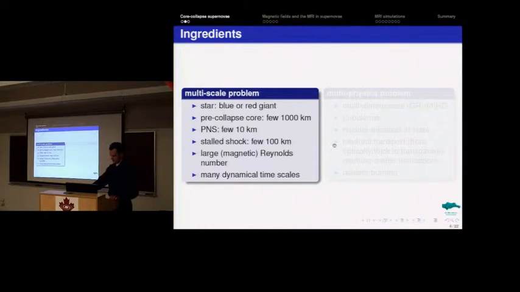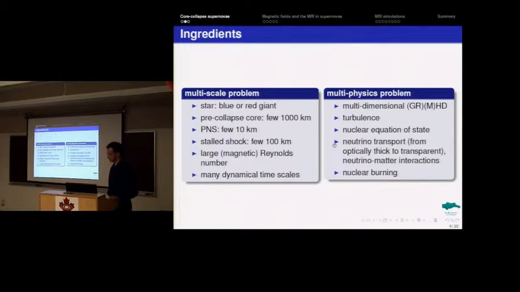In addition to this multi-scale problem, we have to deal with a multi-physics problem, because we have to include all these ingredients into modeling: basically multidimensional general relativistic magnetohydrodynamics, turbulence, the largely unknown nuclear equation of state, and neutrino transport, which goes from the optically thick diffusion limit in the innermost regions to transparent in the envelope, and the most important physics is happening right at the transition from optically thick to transparent, which makes things even more complicated.